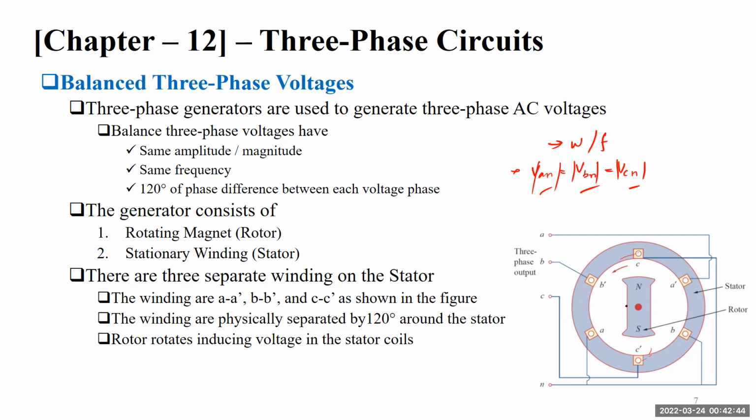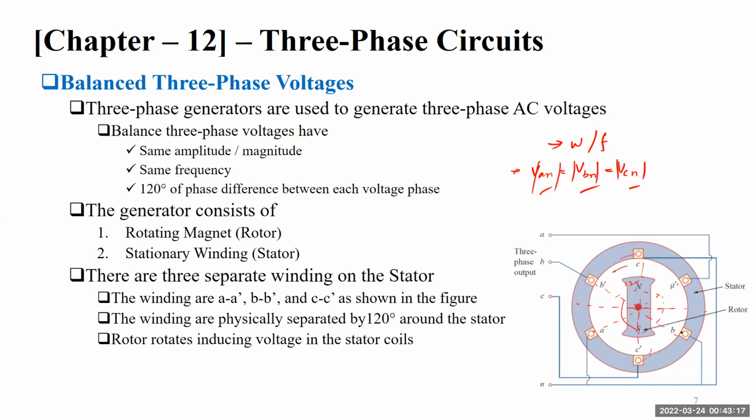So the angle between, if say this is a complete 360 degrees, the angle between A and B is 120 degrees. Between B and C is again 120 degrees. So these are 120 degrees apart. And again, C and A is 120 degrees. So A dash, B dash, C dash. This is the return path.